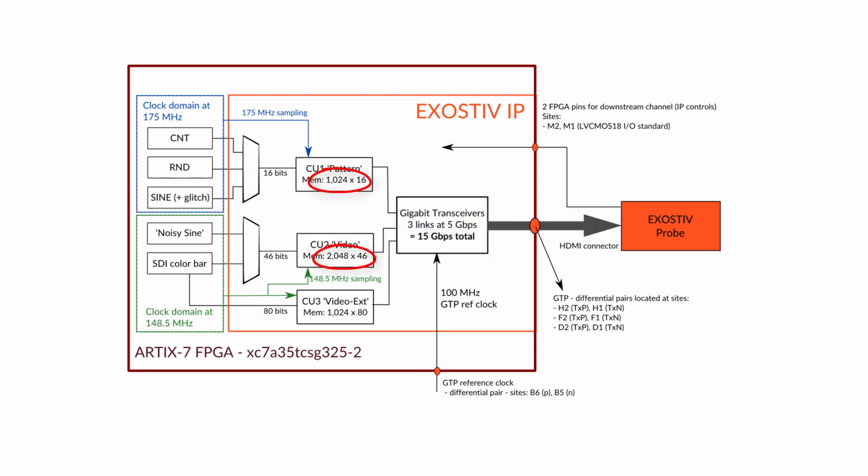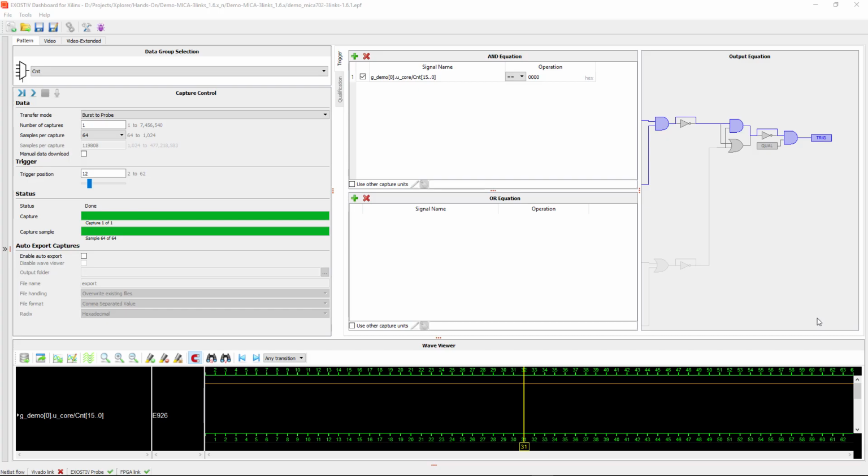Please note that the first capture unit has got a 1K memory buffer and the second capture unit a 2K memory buffer. Here is the EXOSTIV Dashboard Analyzer interface. As you can see, we have many controls to extract data out of the FPGA.